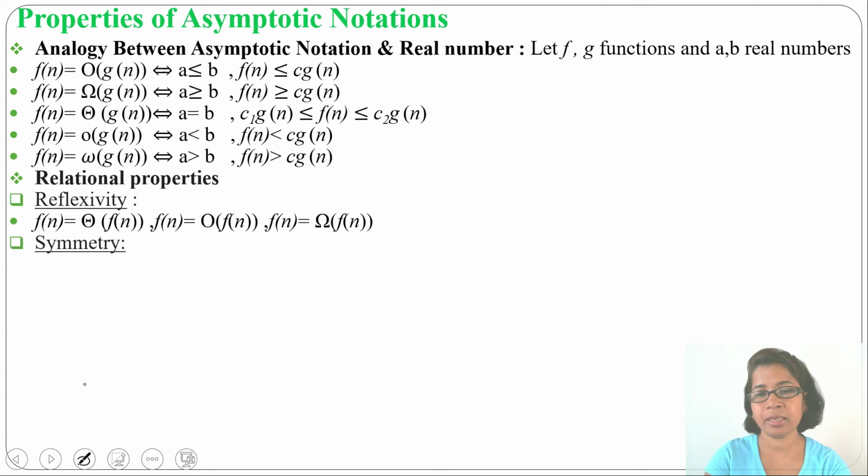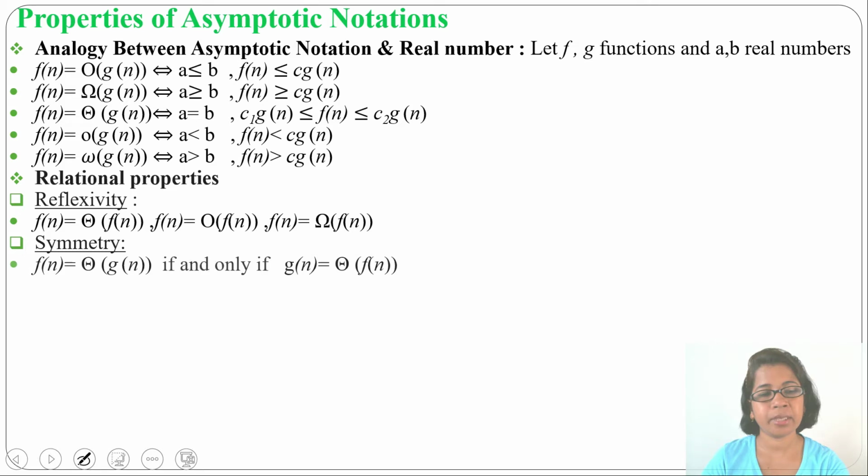Next, the symmetric property. What is symmetric? If A is related to B, then B is also related to A. That is called the symmetric property. Only theta notation satisfies the symmetric property. f(n) equals theta of g(n) if and only if g(n) equals theta of f(n).